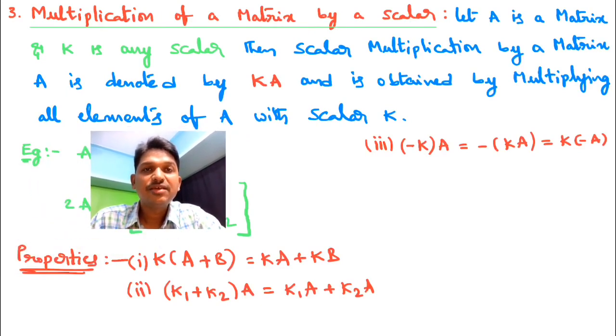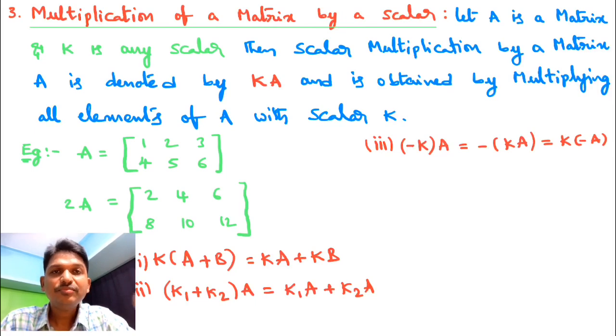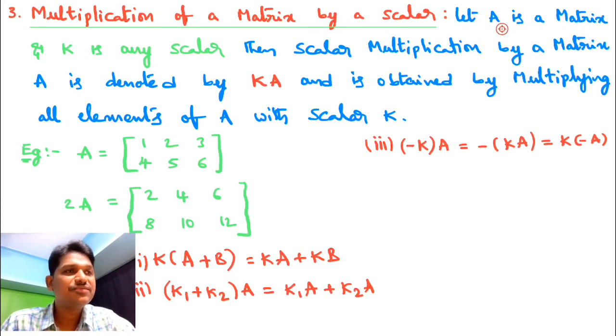Next definition. See here, what is this definition? Multiplication of a matrix by a scalar. This is not matrix multiplication. I'll multiply a matrix by a scalar. You try to understand what is this definition. First, you consider A is any matrix. You take A as any matrix.